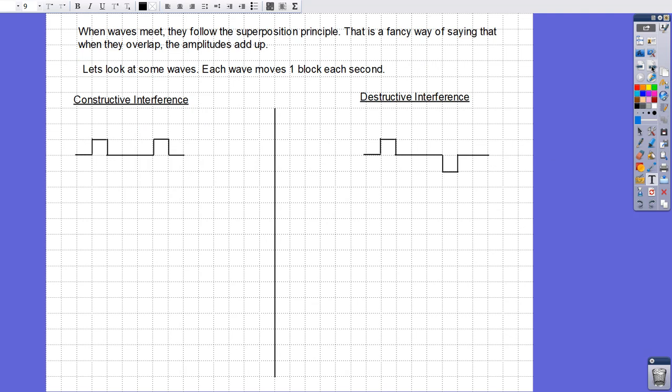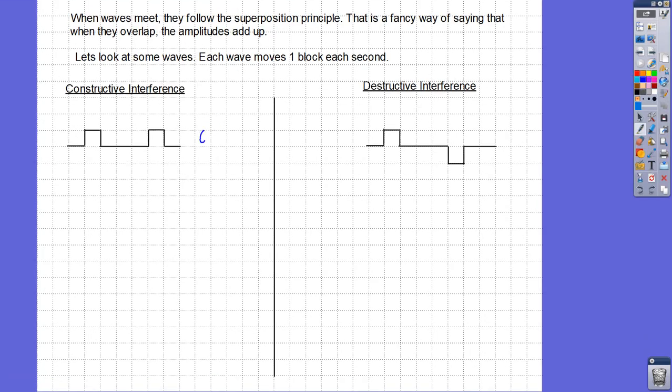Okay, so now let's look at this in some detail. So what happens when they meet? We can end up with either constructive or destructive interference. So we're going to do a little bit with these diagrams here. So let me go through this. So this is t equals 0 seconds. Okay, and let's say that this one is moving that way, that one is moving that way. Each wave moves one block each second.